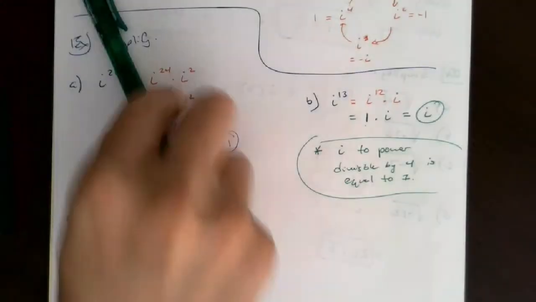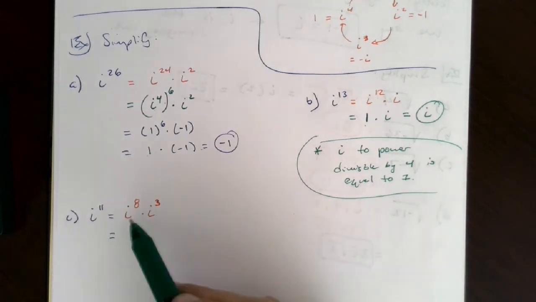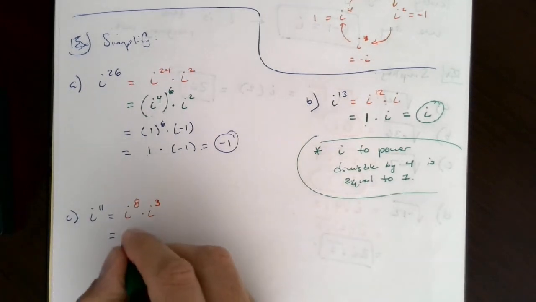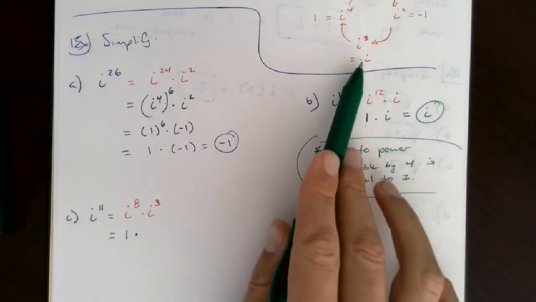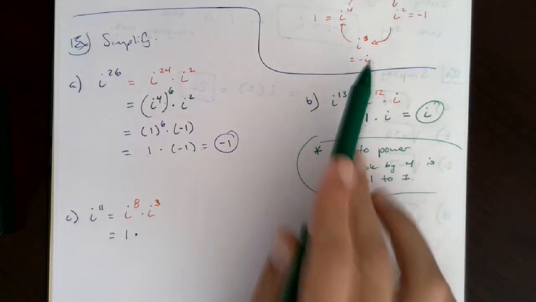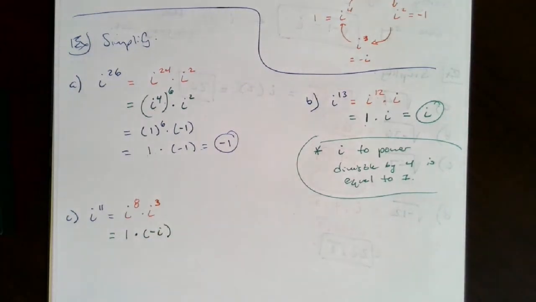Well, what is i to the 8th? I to the 8th power, well, that power is divisible by 4. That's why we did it. It is equal to 1. So we have 1 times i to the 3rd power. Now, that's going back to our cycle. I to the 3rd is equal to negative i. And you want to replace that as negative i. You don't want to leave it as i to the 3rd. All your powers should be i to the 1st power.